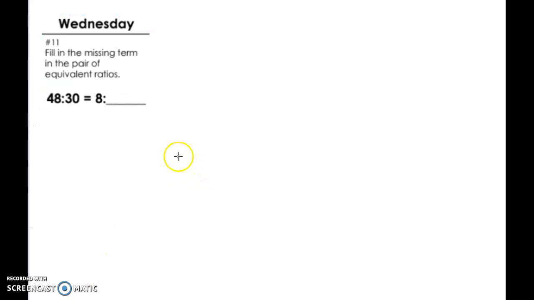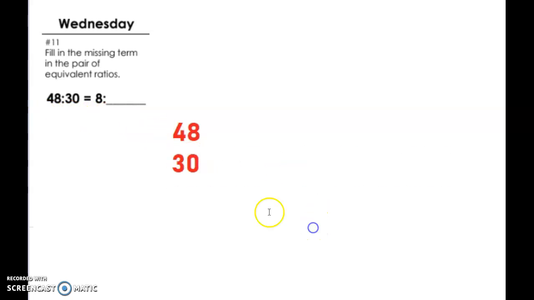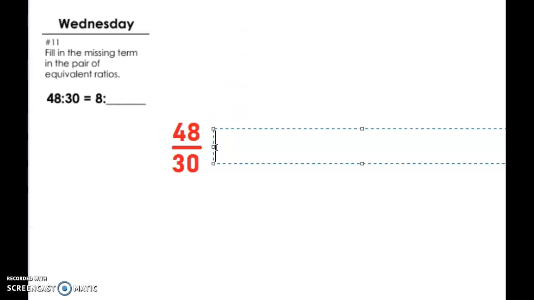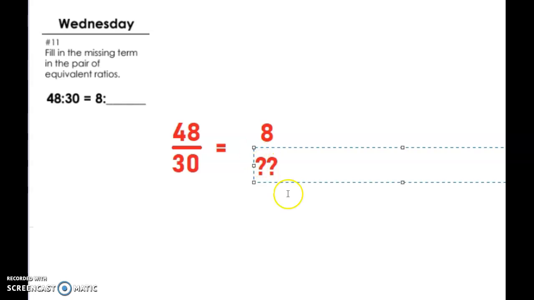All right, we're moving on to Wednesday. Number 11, it says fill in the missing term in the pair of equivalent ratios. So if you're writing this as a fraction, because that's the easiest way to see these, I have 48 to 30. So it would look like this, 48 over 30. And the next one would be, well, it's equal to 8 over a number I don't know, right?